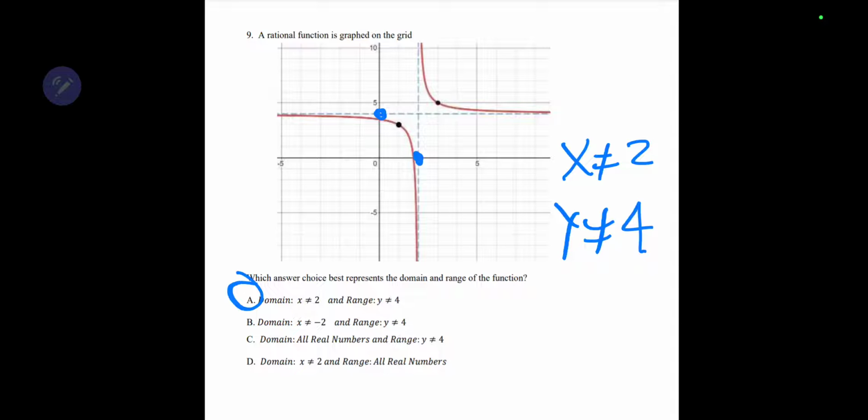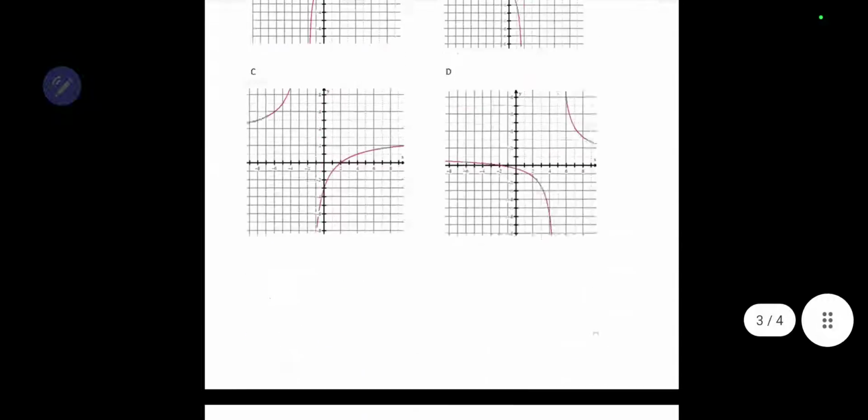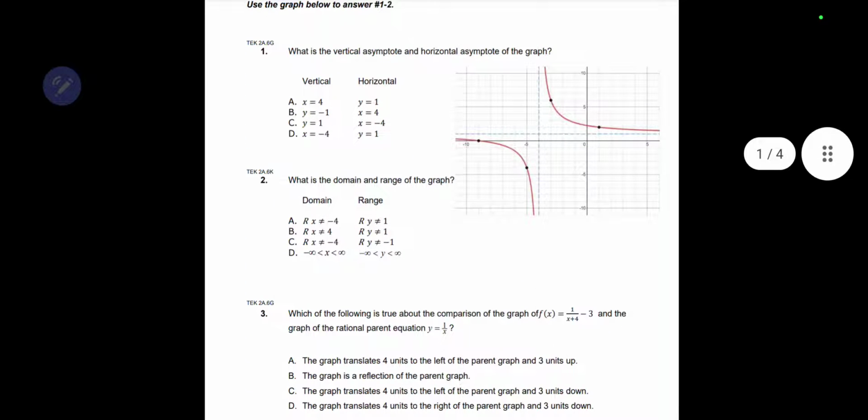Okay, and that's it for your review, I believe, okay? Your test is very similar to this, so do your best, and make sure you have this studied and prepared and brought tomorrow for your test.